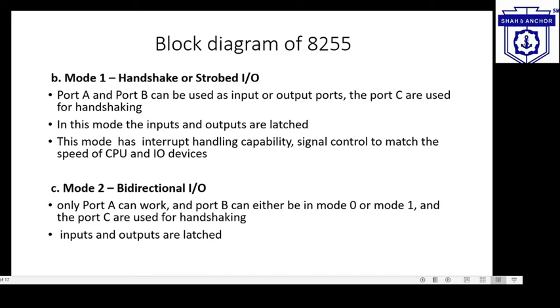In this mode, only port A can work. Port B we can only use either in mode 0 or mode 1 of input output mode, and port C is used for handshaking. That means port A we can use as a bidirectional input output port, and port C we are using for handshaking. In this case, inputs and outputs of port A are possible to latch.